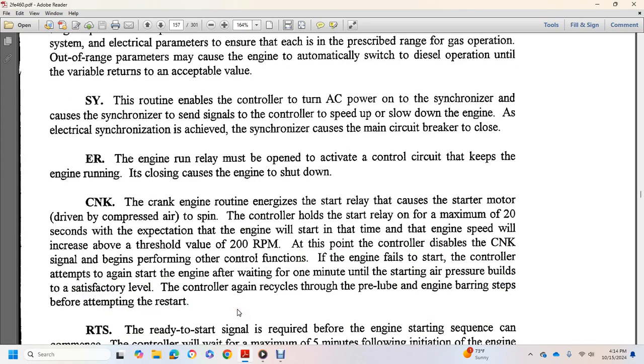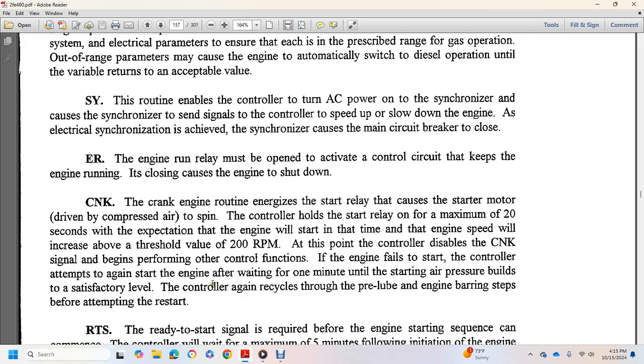Crank engine routine energizes the start relay, causing the starter motor, driven with compressed air, to spin. The controller holds the start relay for a maximum of 20 seconds, with the expectation that the engine will start in that time. Engine speed will increase above the threshold value of 200 RPM. At this point, the control disables the crank engine routine signal and begins performing other control functions.